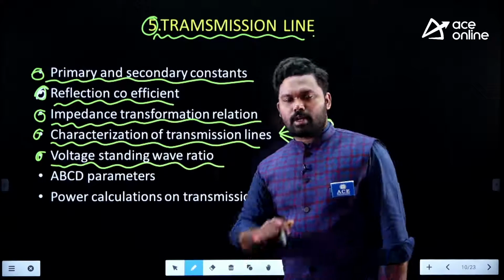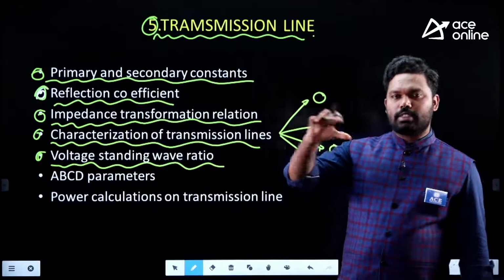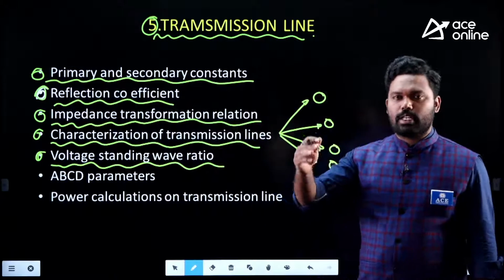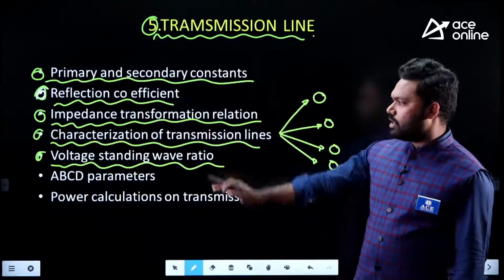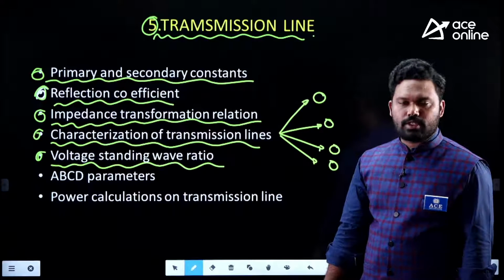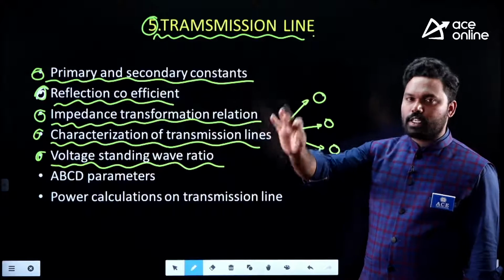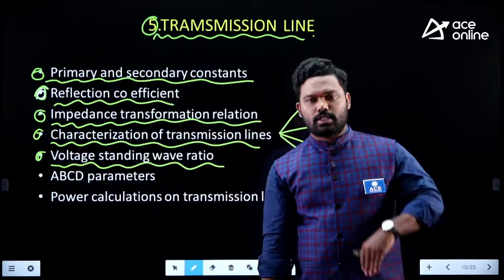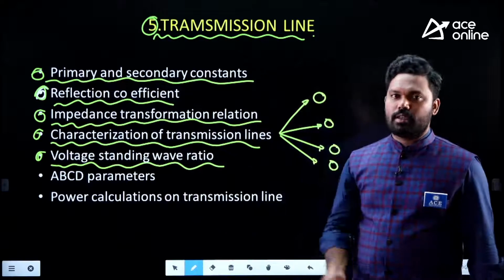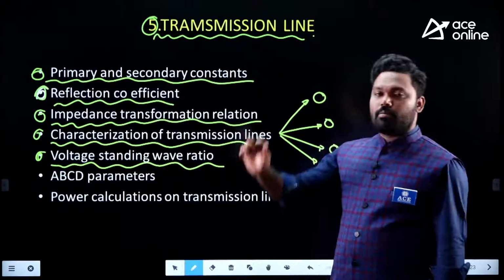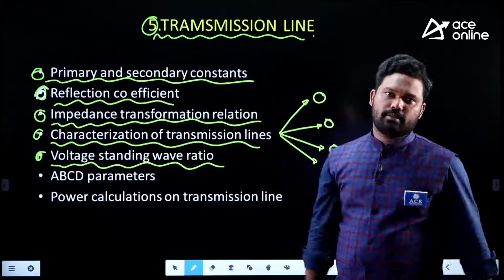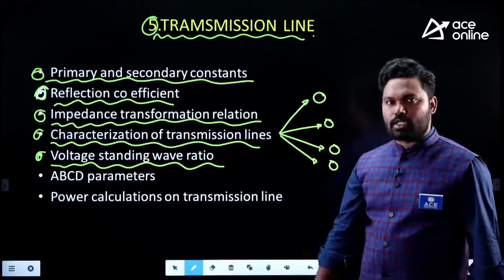Here, because of the incident and reflected waves, there will be a voltage standing wave and a current standing wave. Voltage maxima, voltage minima, current maxima, current minima, and we have the definition of the voltage standing wave ratio. Location of voltage maxima, location of voltage minima, location of current maxima, location of current minima, distance between maxima to maxima, minima to minima, maxima to minima, minima to maxima. All these things one should focus on.